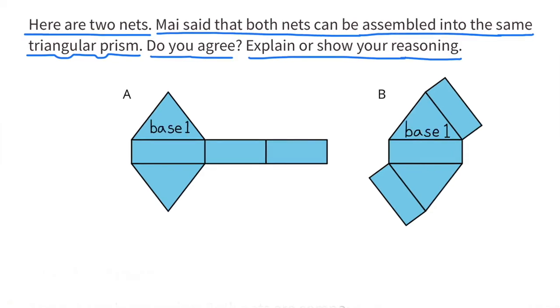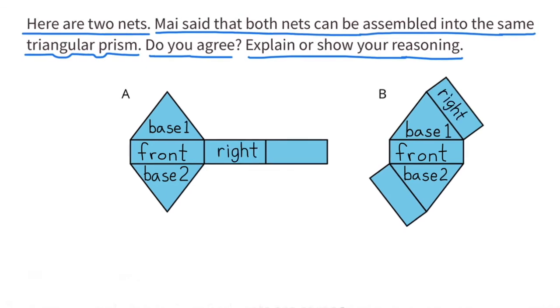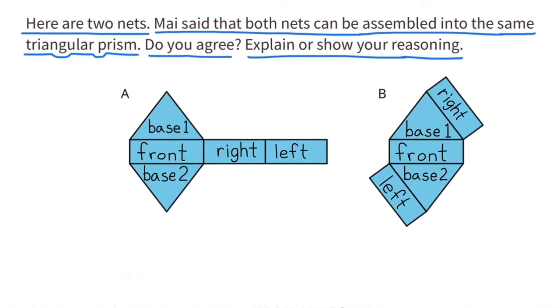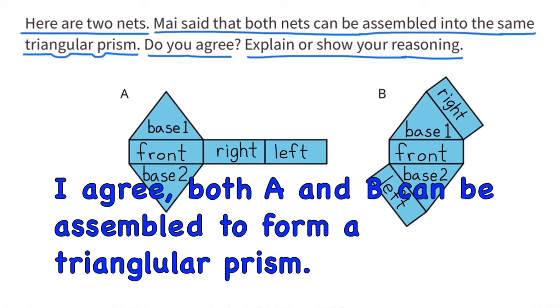Here I've labeled the corresponding bases, base 1 and base 2, the front, the right side, and the left side. And it does look like if I fold it along the edges, I could make both of them into triangular shaped prisms. I agree, both A and B can be assembled to form a triangular prism.